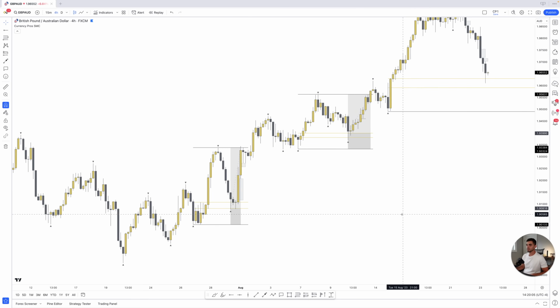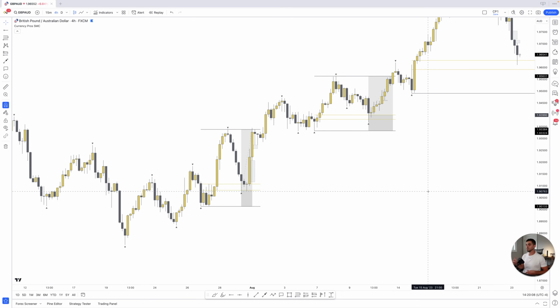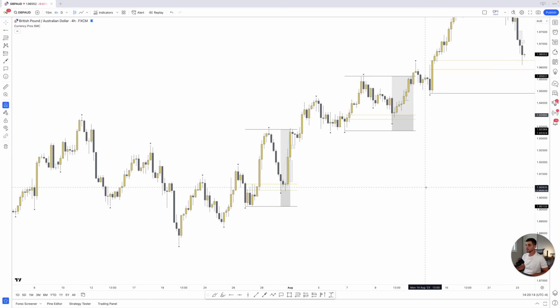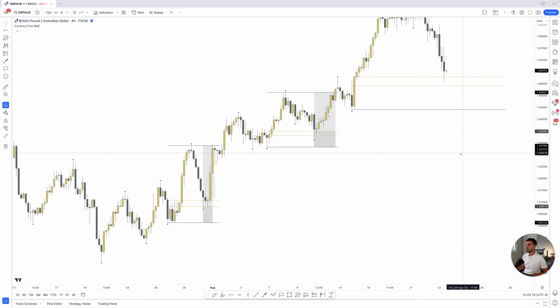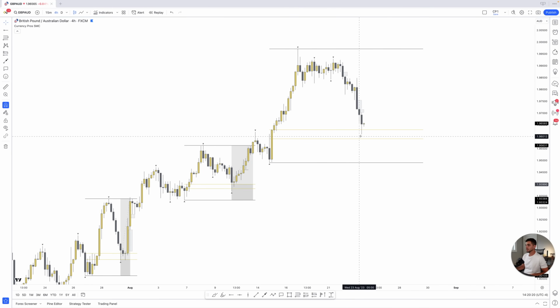But here are some real trade examples that were taken on my own and within the Currency Pros community as well. So GBP AUD has been very clean for this strategy so far, in the recent past at least. Now, currently we're actually rejecting this level here too.